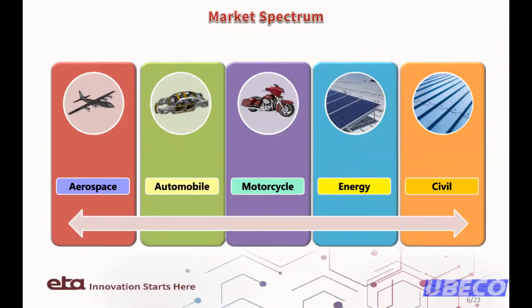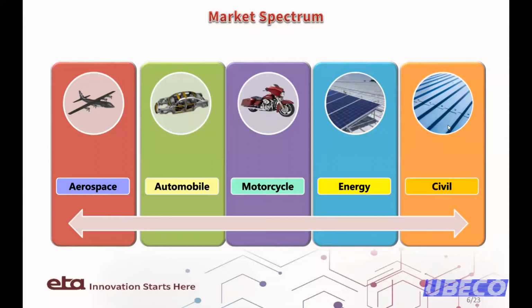The market spectrum of Profil ranges from aerospace, automobile, and motorcycle to the energy sector and civil engineering. Roll form products such as the leading edge, the fuselage frames, and stringers can be roll formed. In automobiles, we commonly see roll formed roof bows, door beams, and bumper beams.